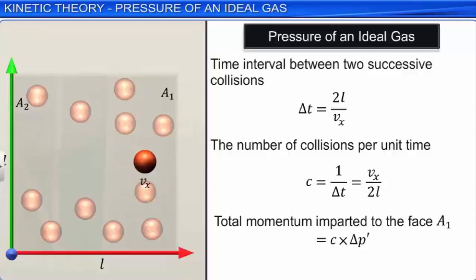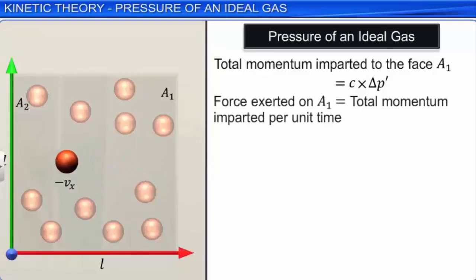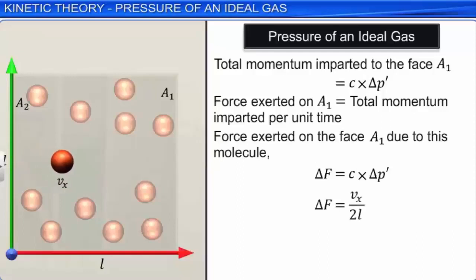According to Newton's second law of motion, the total momentum imparted per unit time is equal to the force exerted on phase A1 due to this molecule. Therefore, the force exerted by one molecule, delta F, is equal to C into delta P dash. The force due to this molecule is Vx by 2L into 2mVx, which is equal to mVx square by L.